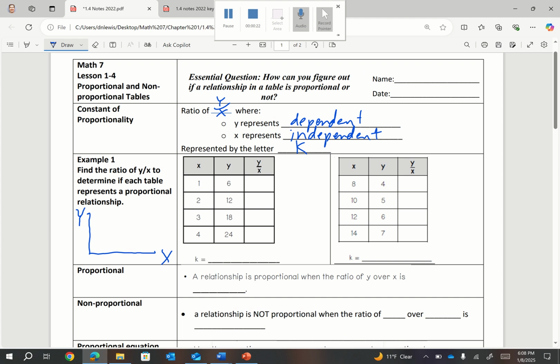So the first thing we talk about is a constant of proportionality. Basically, all this lesson today is going to be putting your y value over your x. So the constant of proportionality is the ratio of y over x. And this is where x represents the independent and y represents the dependent. And we're not really going to need to worry about that too much to start with, but we will be representing the constant of proportionality with a k. So that k equals the constant of proportionality.